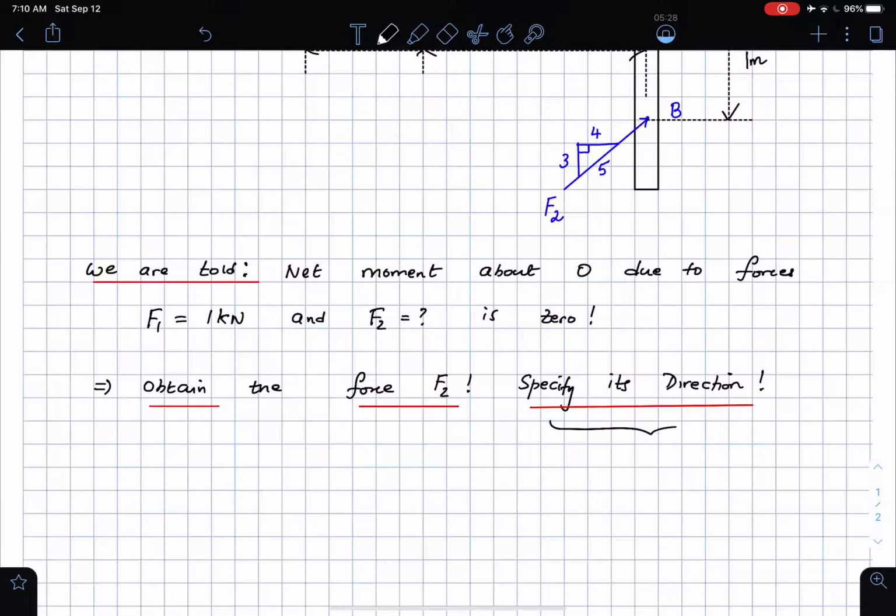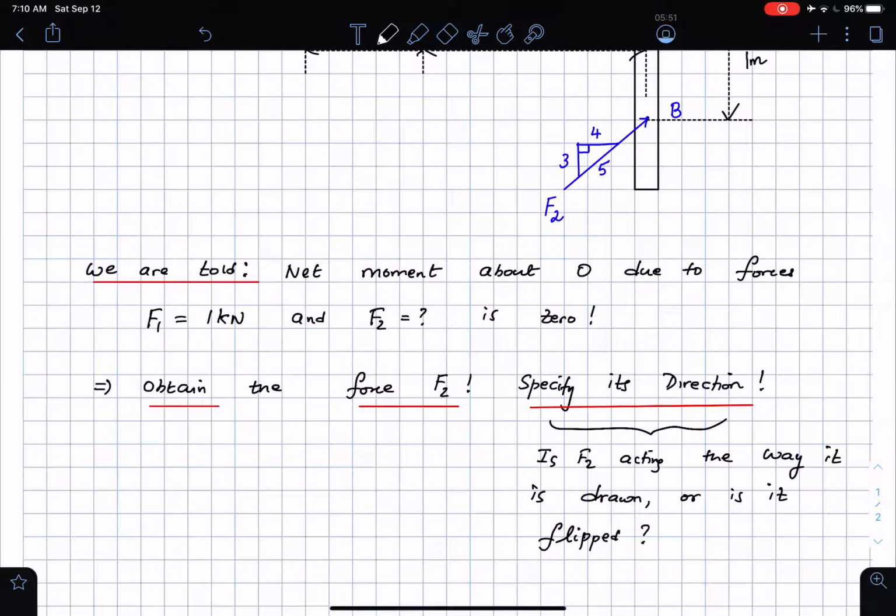Okay, so I just want to clarify this. So is F2 acting the way it is drawn, or is it flipped? Okay, that's what we need to find out in this particular problem.